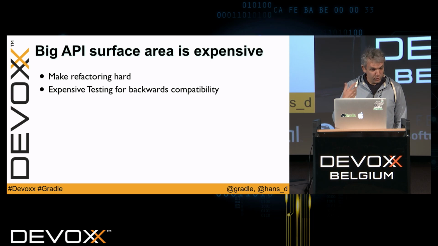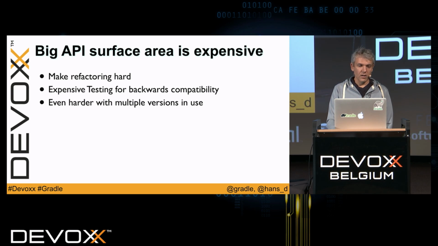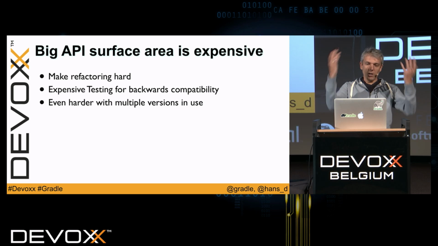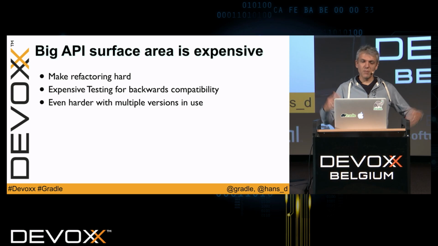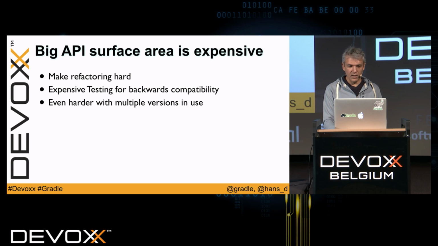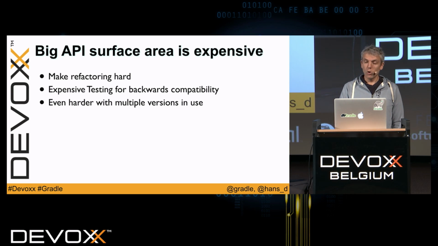And if you do a good job, they require expensive testing for backwards compatibility. You must not break those, right? And that is even harder if this is not part of one build, but the consumer and the producer of the API are decoupled, and the consumers use different versions of your API. Then things become really complicated the bigger the surface area is. And this can bring your development speed to a crawl.